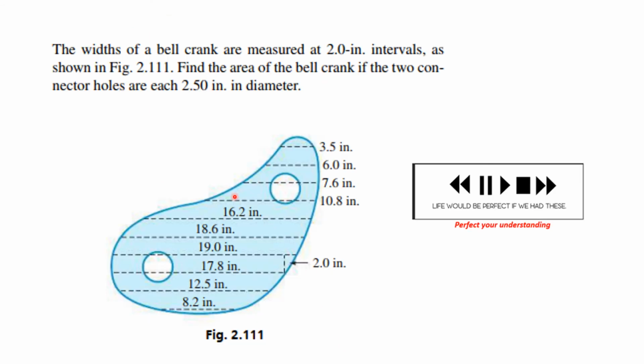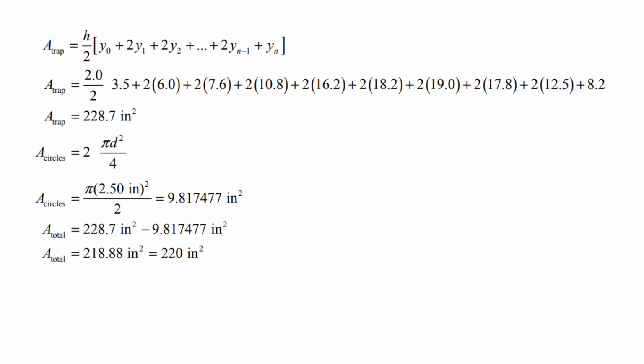Here's another problem for you to consider. This is a very applied problem. The widths of a bell crank are measured at 2-inch intervals as shown in this figure. Find the area of the bell crank if the two connector holes are each 2.5 inches in diameter. Very applied problem, and again, you want to use a calculator for this. You know what to do. Let's see how you did.